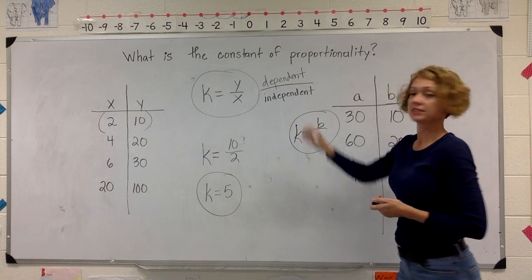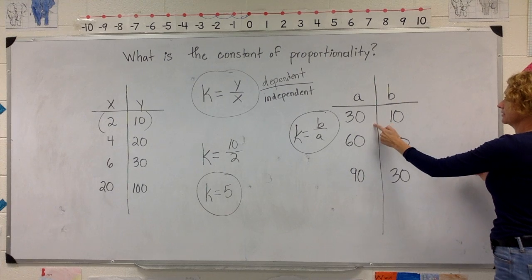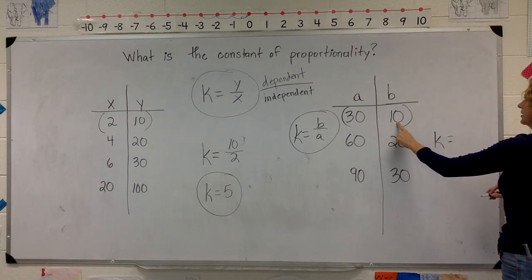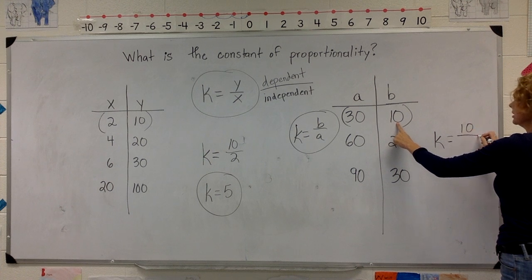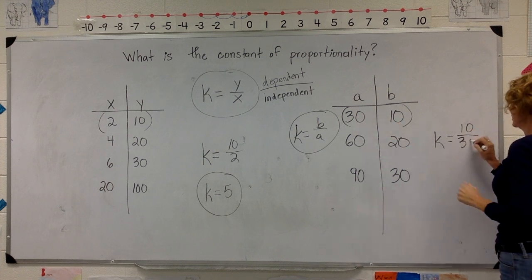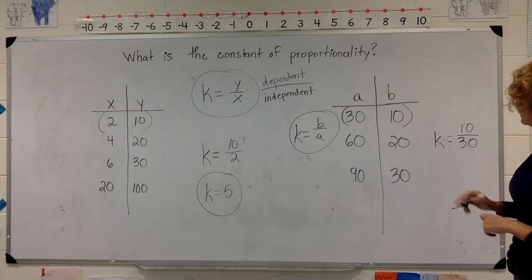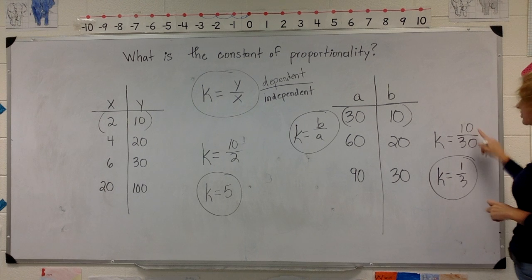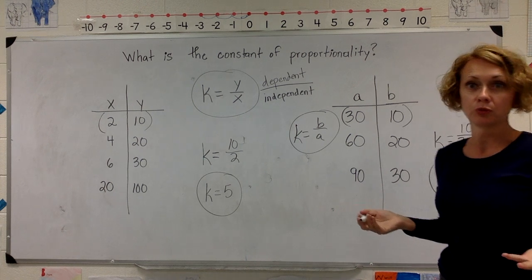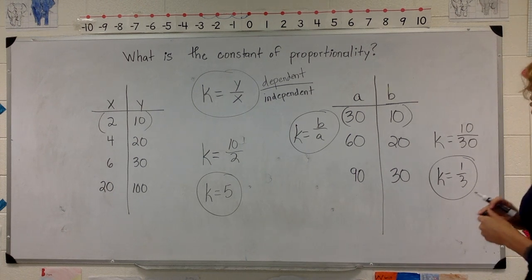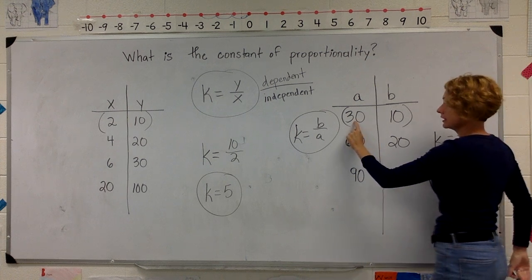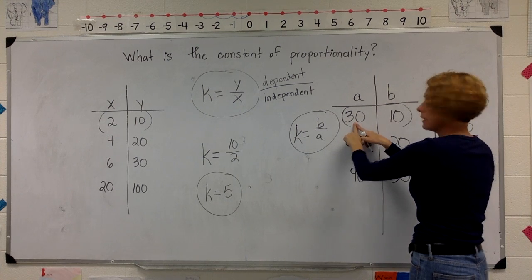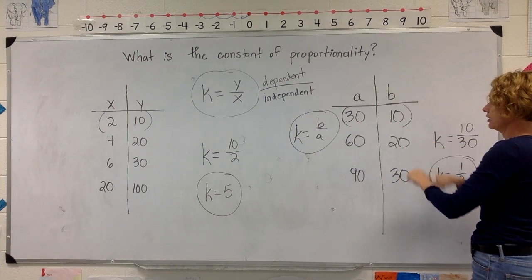So let's just practice that one with this table. I could pick a pair, and I would say, okay, the k value in this case is going to be 10 divided by 30, and then I'm going to simplify that. So the k value is actually 1/3 because 10 over 30 reduces to 1/3. What that means is I can plug in this input and ask, what am I multiplying that by in order to get my output?